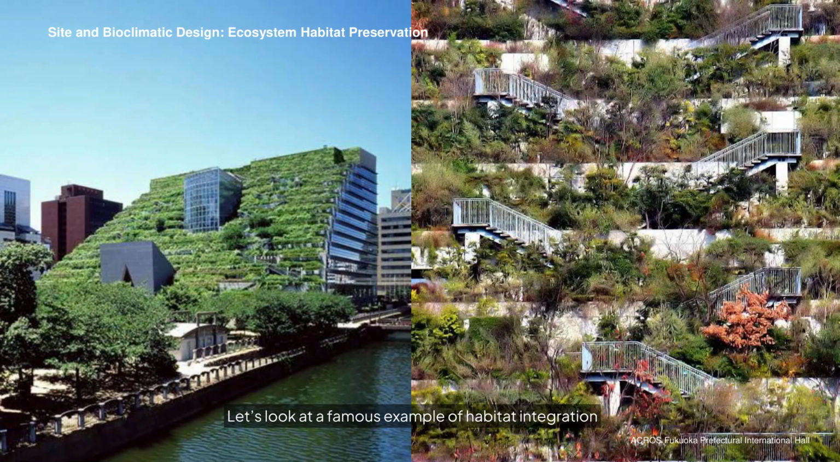Let's look at a famous example of habitat integration in the ACROS Fukuoka Prefectural International Hall in Japan. This building is essentially a stepped urban park, a true bioclimatic design landmark. ACROS Fukuoka was built on what was the last major open space in downtown Fukuoka. The architect's solution was to give back a green mountain of terraces on the building. The south facade is a series of 15 lush garden terraces ascending the full height, seamlessly extending a neighboring park up the structure. The result is an enormous increase in urban greenery and habitat right in the city center.